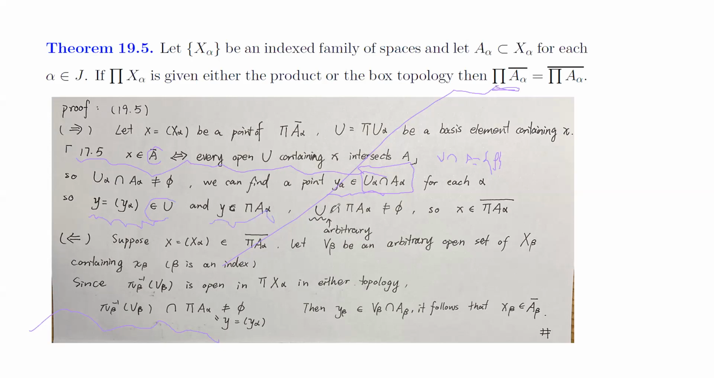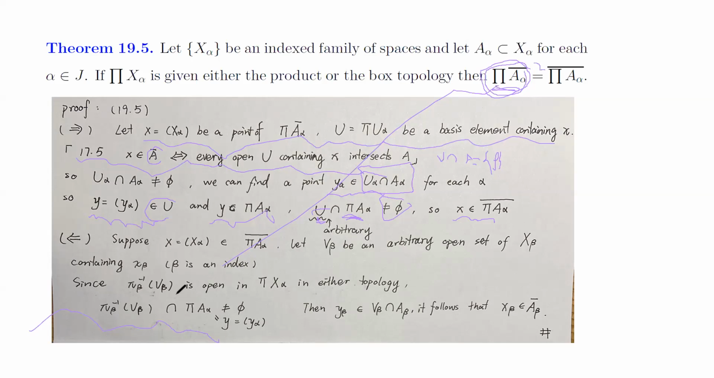So an arbitrary U containing X intersects with the product of A alpha in a nonempty set, and so we have X in the closure of the product of A alpha. Here we assume X is a point of this, right? We suppose this condition and we prove this.